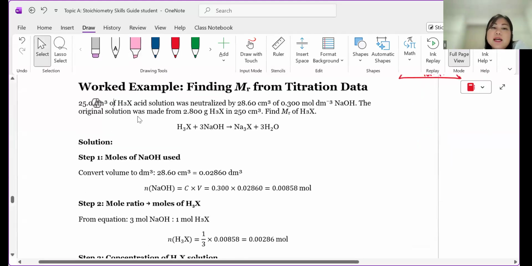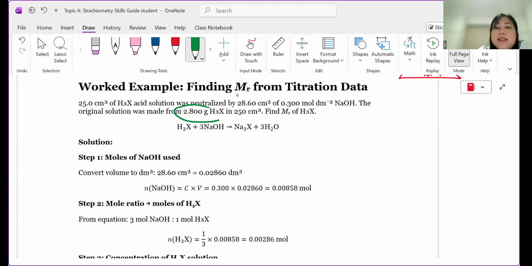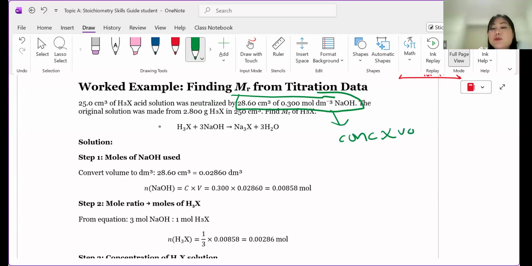If this amount of acid was neutralized by this amount of NaOH, the solution was made from this amount of acid in 250 cm cubed. We do not know how to start, but at least we know we cannot take the 0.8 and divide by MR, because we don't even know what X is. There's no MR for X. But at least we see one set of complete data here, and this set of complete data is concentration times volume, right?